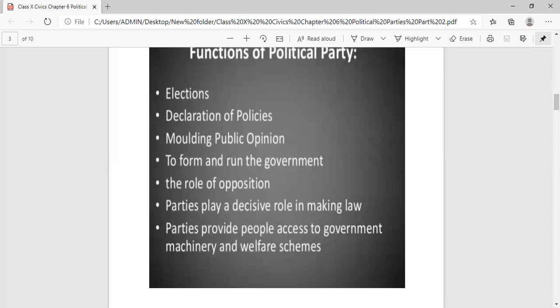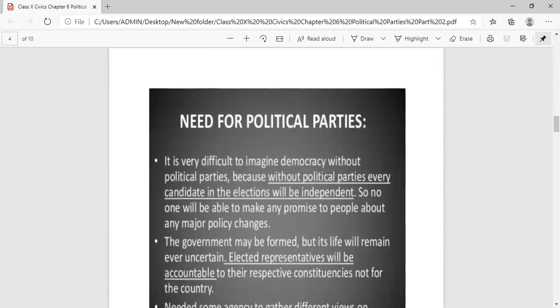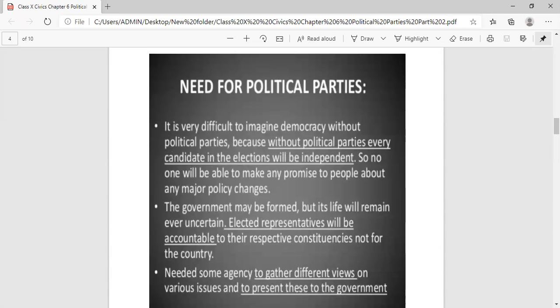Now let's move on to the next slide explaining about the need for political parties. It means why political parties are required. That is what is explained in this heading. Elected representatives will be accountable to their constituency. Without political parties, formation of a stable government is not possible.